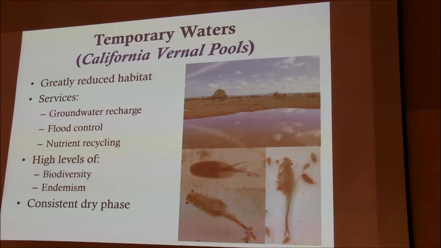Temporary waters also have a number of other characteristics, and this includes the system that I work in, California vernal pools, where they tend to be a greatly reduced habitat. They provide a number of ecosystem services, including groundwater recharge, flood control, nutrient recycling, and they have disproportionately high levels of species diversity and endemism. And finally, by definition, of course, they have a consistent dry phase. So they fill and dry on some kind of cycle.